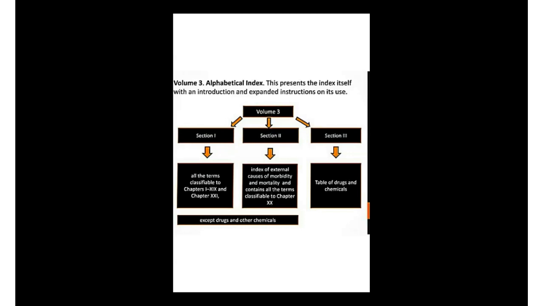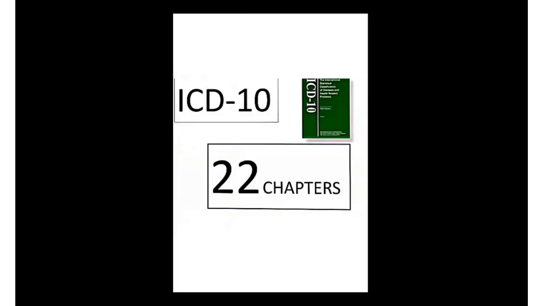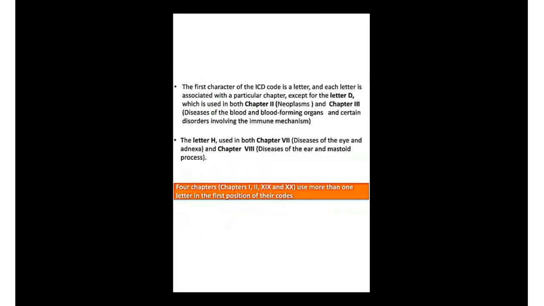Okay. Now, second is index कि internal cause क्या है morbidity का. Okay. And mortality का. And classification based on different terms to chapters. Okay. Last is the third section is table of drugs and chemicals. कि which condition contains which thing. Okay. So the first ICD code is letter.